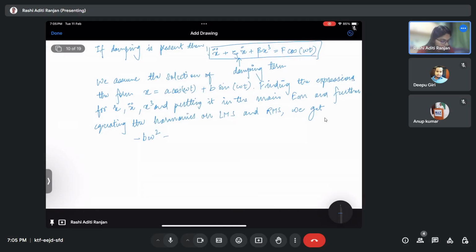Okay, plus b plus 3 by 4 beta b times a square plus b square minus epsilon omega a is equal to 0, and a times minus omega square plus a plus 3 by 4 beta a square plus b square minus epsilon omega b is equal to f. This is what I'm going to get. Okay, I hope this is clear.